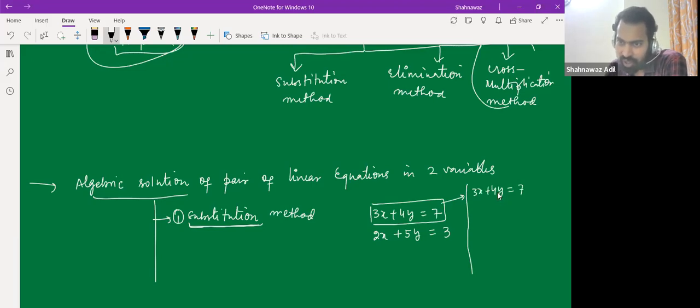So to find y, I just keep y on the left hand side and take everything else to the right hand side. So 4y is 7 minus 3x. And then y is how much? 7 minus 3x by 4. This is y, right? From the first equation.